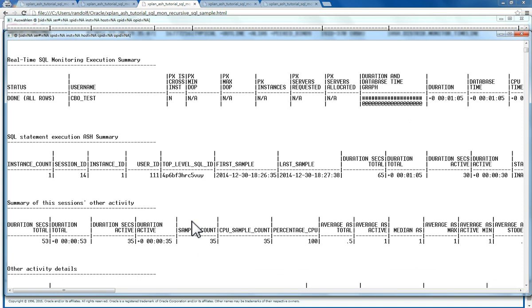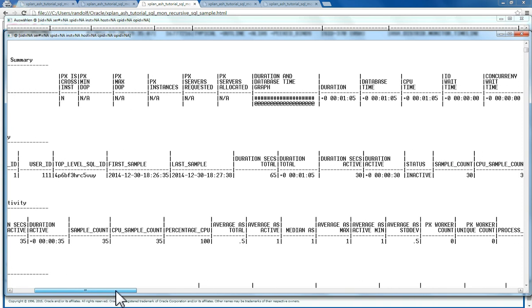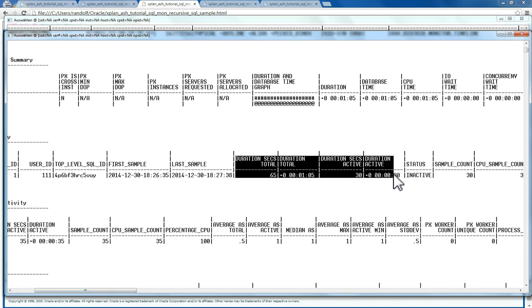So this is a recursive SQL activity pattern, and we can see in the explain-ash output that the first indicator that something is different is the significant difference between the total duration and the active duration. So we have more than 1 minute of total duration, but we only have 30 seconds, only 30 samples in active session history in this case, only 30 samples of activity that can be related to this main SQL execution that gets analyzed.